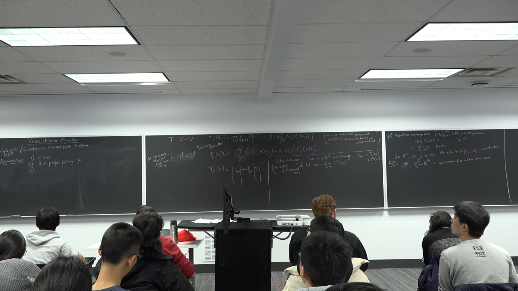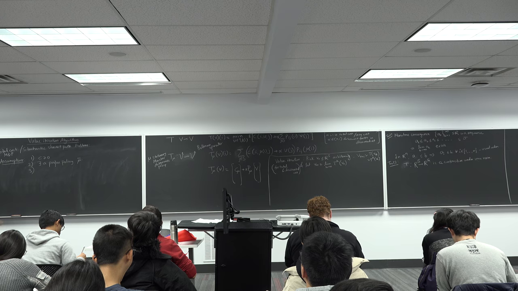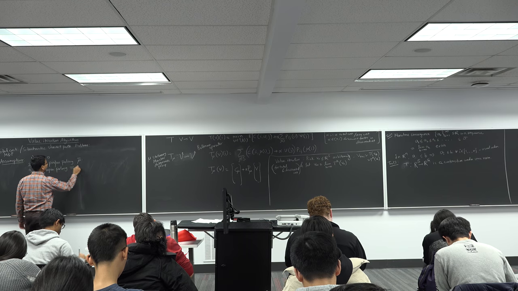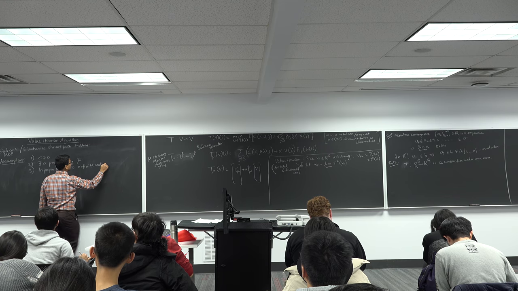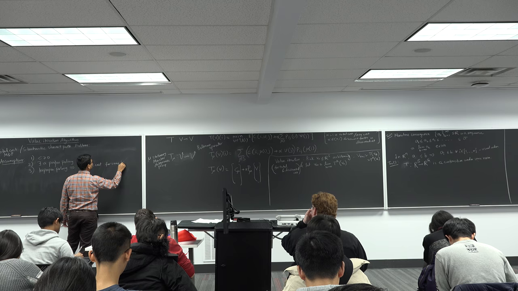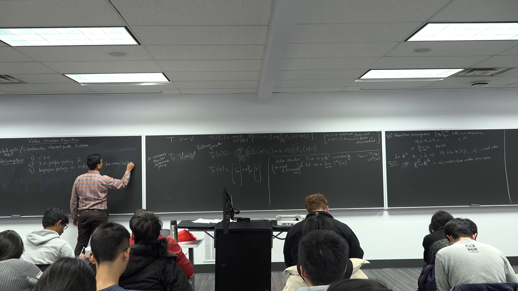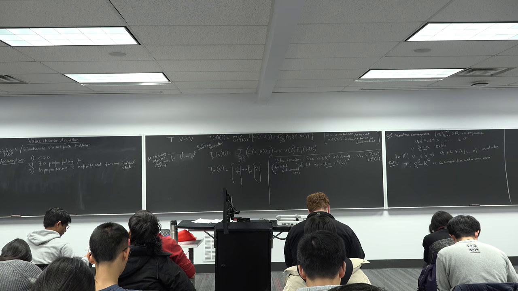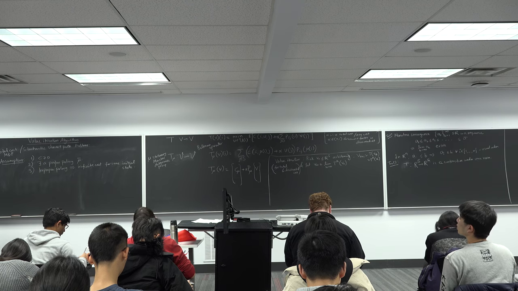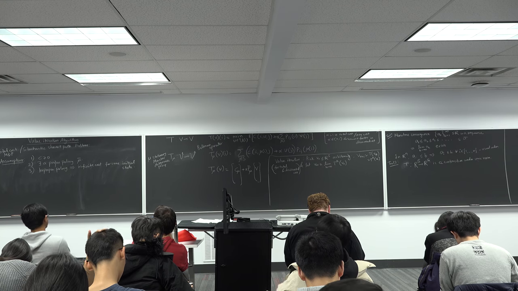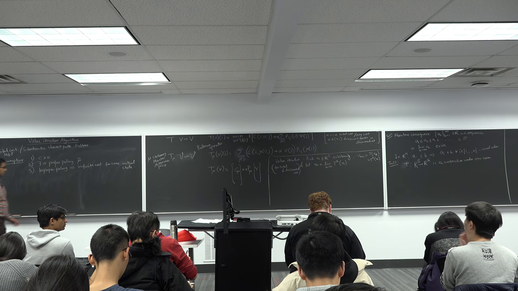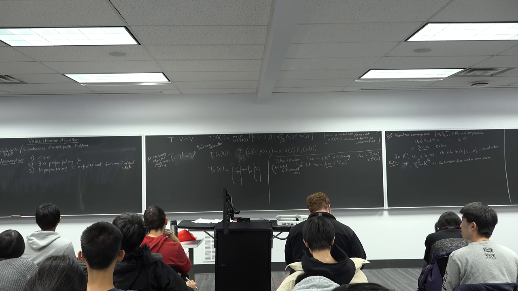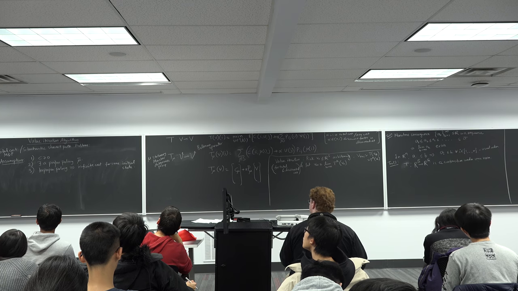So a proper policy is the one that terminates with probability one. Assumption three is that an improper policy implies infinite cost for some initial state. So if I pick an improper policy, I will arrive at infinite cost, at least for one initial state, possibly more initial states. So there are two results in this case, which I want to write down.